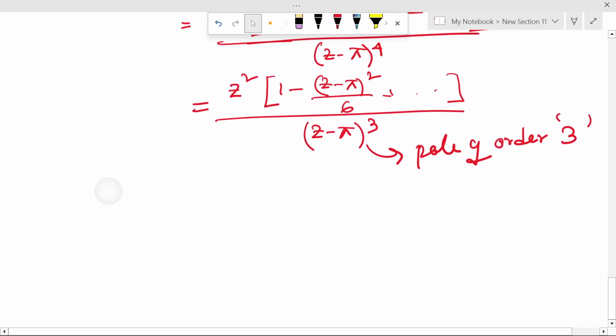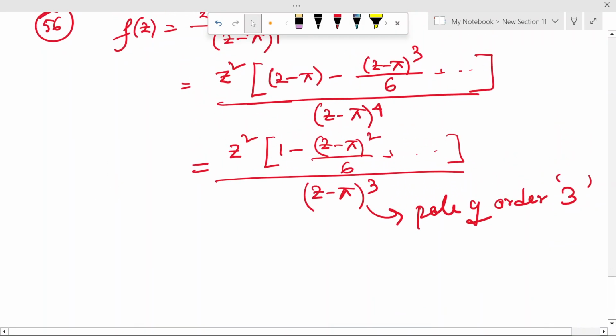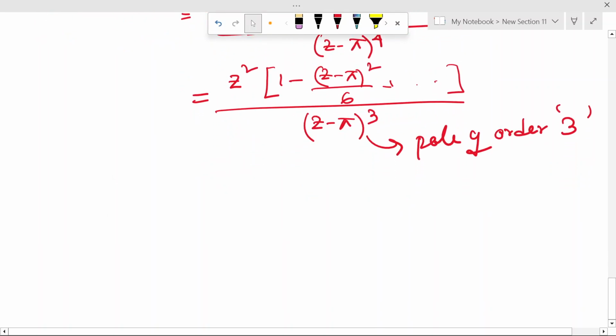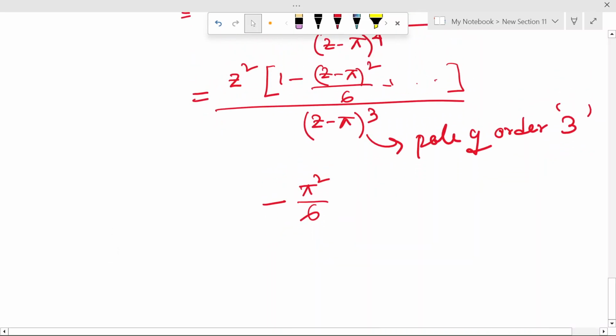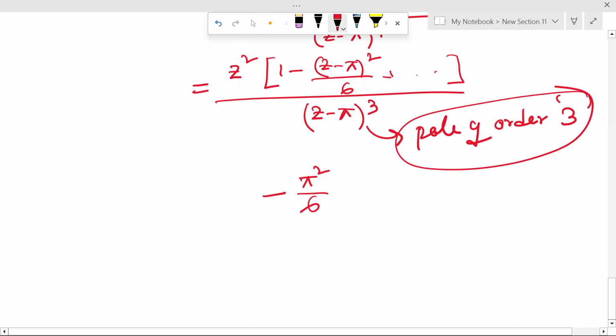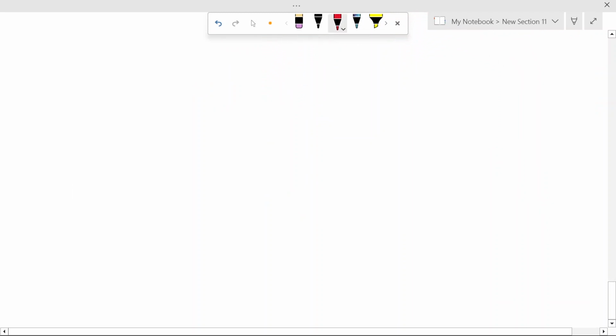And what will be the residue? Usually the residue is the coefficient of the 1 by (z minus pi) term, right? So it is minus, with z coming at pi, it's pi square by 6. So pi square by 6 is the residue of the system. But in the options there is no pi square by 6 or minus pi square. The only correct option will be pole of order 3. That's what I think. Let's jump to the next question, question number 57.